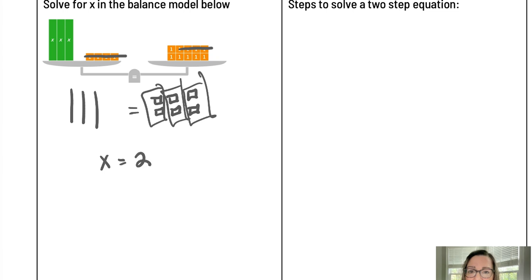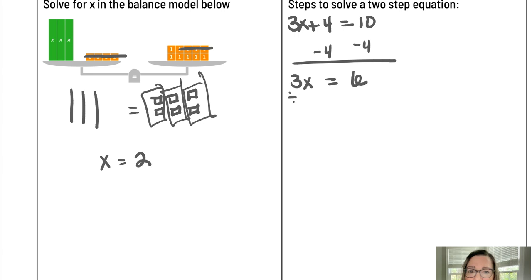Now we're going to solve the same problem, but algebraically. So go ahead and write that in this other side. And we're also going to write down the steps we're using to solve the equation. So I have 3x plus 4 equals 10. I'm going to subtract the 4 from both sides, which gives me 3x equals 6. And then I'm going to divide both sides by 3.